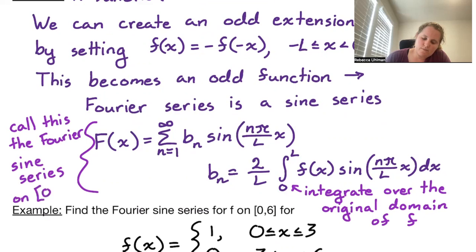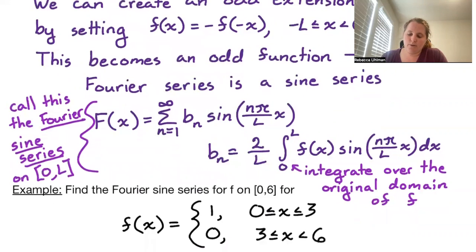On 0 to L. So for one function that's defined from 0 to L, we can create both a Fourier cosine series and a Fourier sine series. The Fourier cosine series assumes that we extend f to be an even function. For the Fourier sine series, we assume we extend f to be an odd function, but both are based off of the same function f defined on 0 to L.